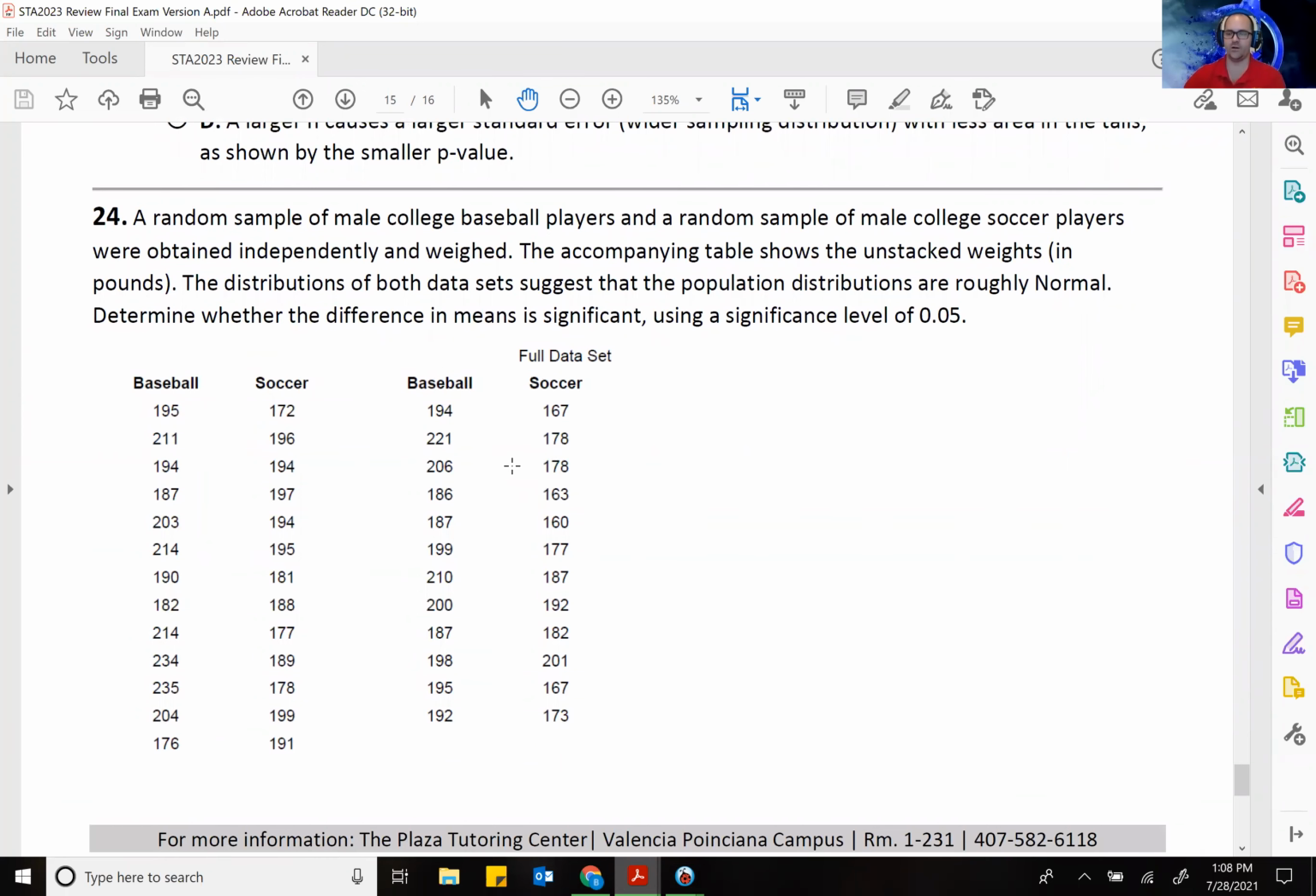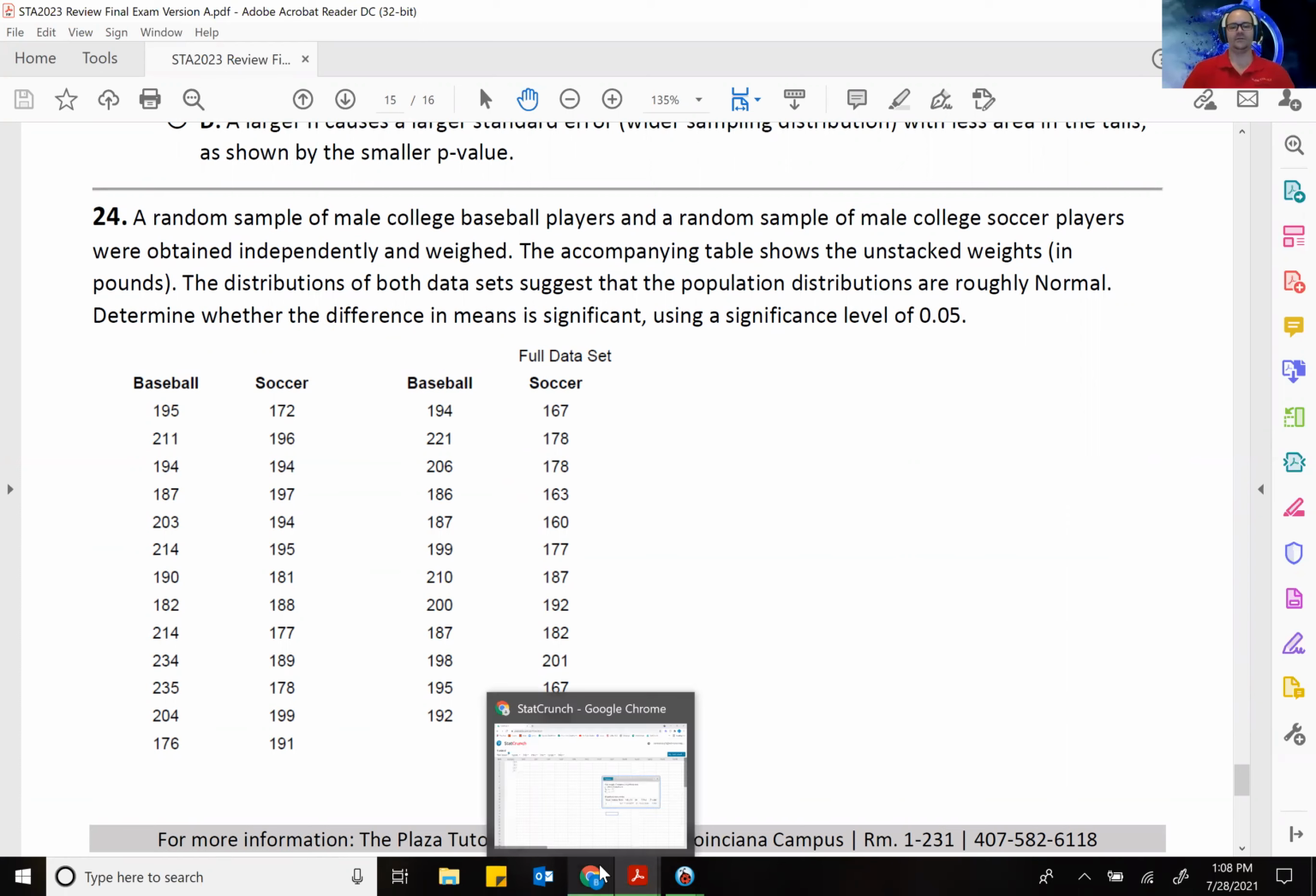Number 24. That's long. I don't want to put that in. Okay, Mr. Armstrong, can you just put it in for us? All right, I'll put the information in, and then you tell me what to do. How about that? Okay, thank you, I appreciate it.